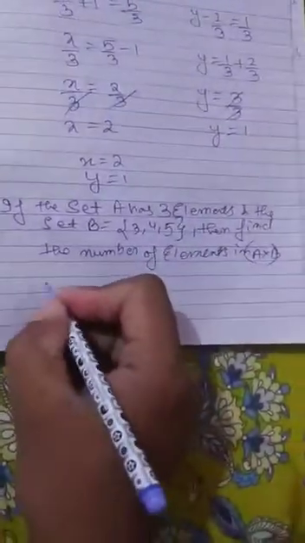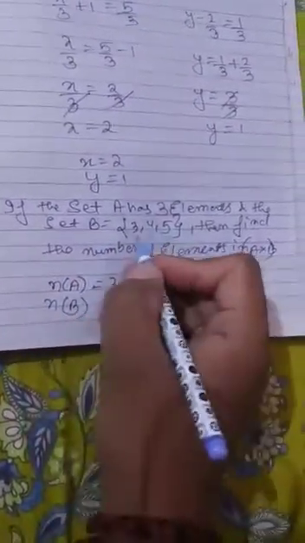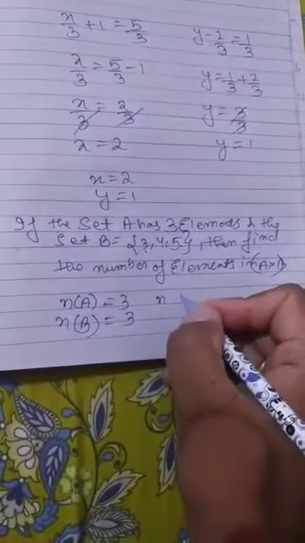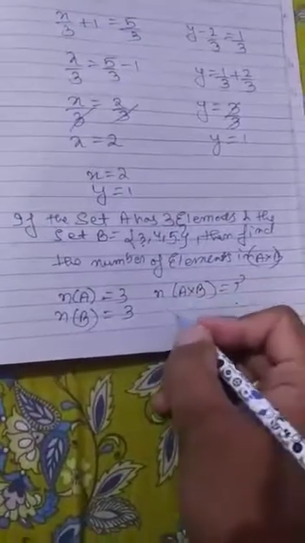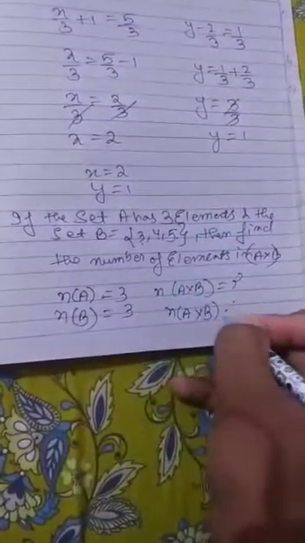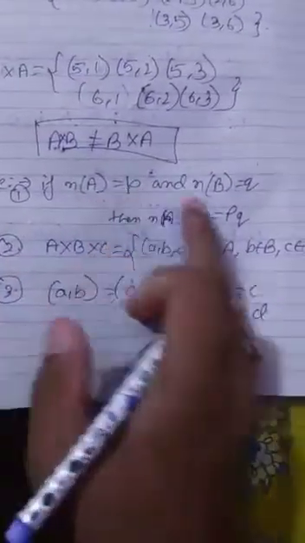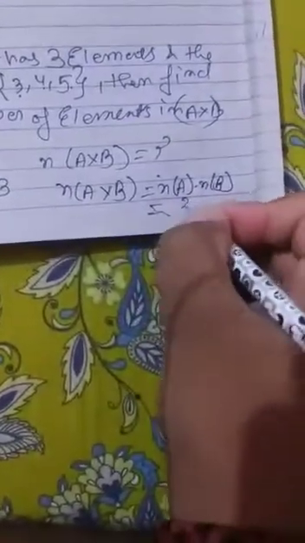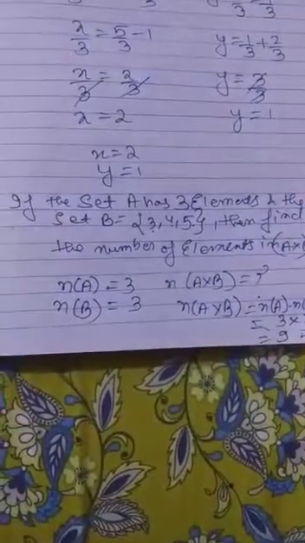So let's see, it is already given that n(A) is equal to 3, and if we calculate n(B), 1, 2, 3, it also gives us 3. Now we already know that n(A cross B) is equal to n(A) into n(B). How? See this note, if n(A) is equal to p and n(B) is equal to q, n(A cross B) will be pq. So if we multiply, 3 into 3 is equal to 9. So the number of elements in A cross B will be 9. So like this we will solve the questions of the exercise.